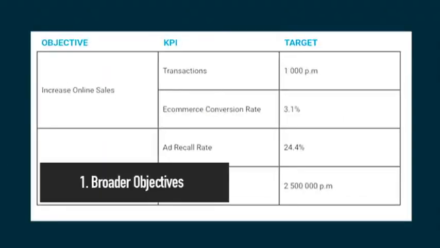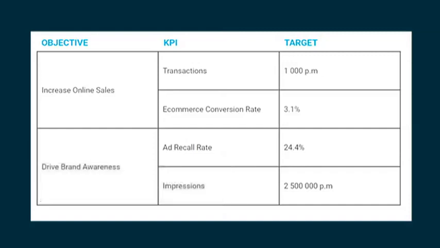So essentially, KPIs, also known as key performance indicators, at a very high level are measures of success. So it's what we use to determine whether what we are doing actually works or not. I'm going to refer to my slides here, but essentially there's three elements that we need to understand when it comes to KPIs. The first one of those is the broader objectives. So what are you trying to achieve as a business?